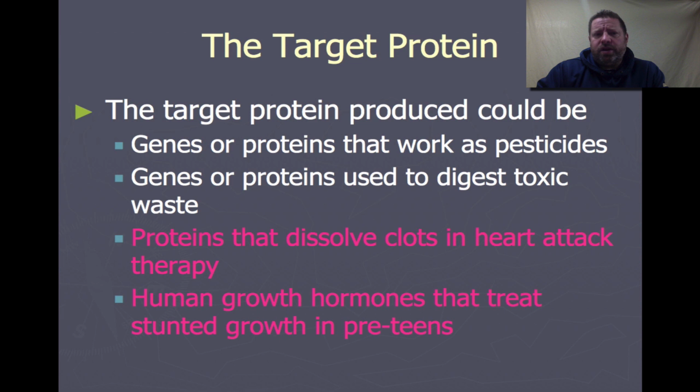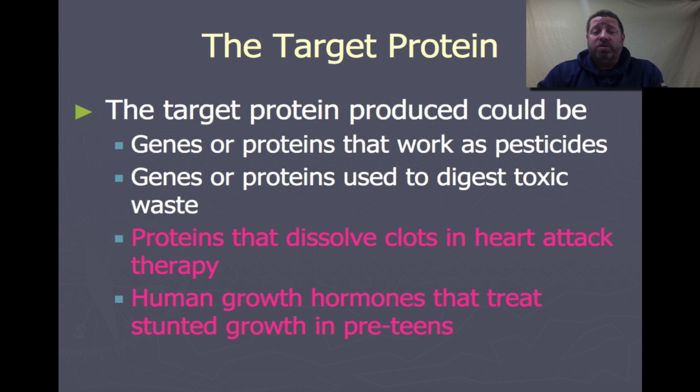So target protein. We can take this same strategy of having bacteria produce proteins and use it in a lot of different ways. We can use it with pesticides. We can use it to digest toxic waste. So we can engineer new genes. Now that we've not only taken an existing gene, we can take our own. We can make our own DNA sequence and give this DNA sequence to bacteria to have them produce a protein that then does something we want it to do.